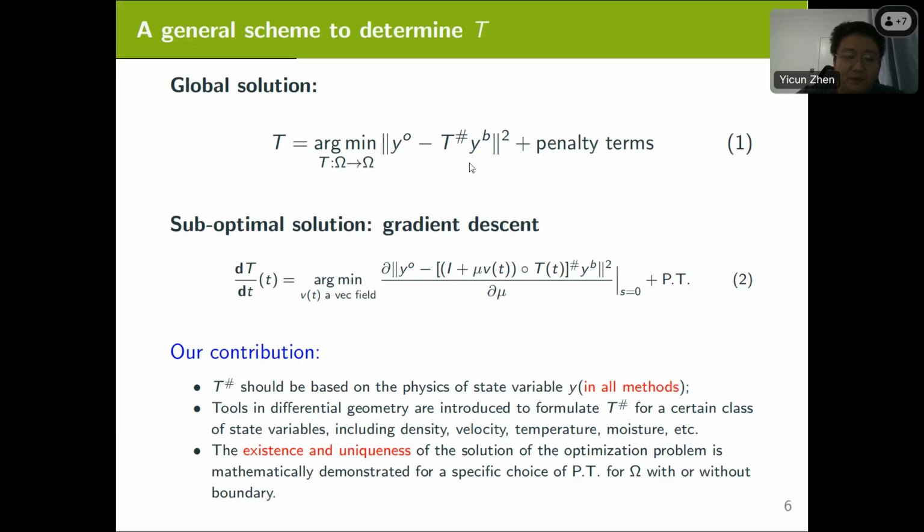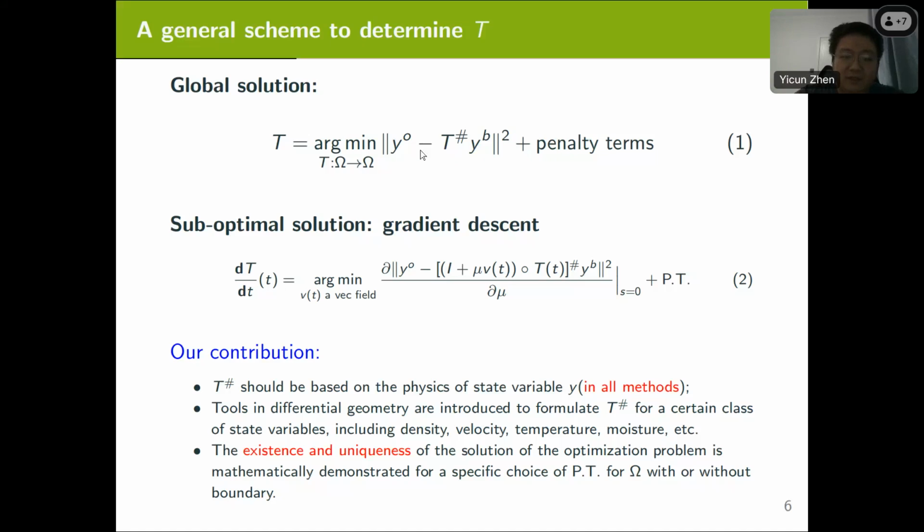Basically, this represents the difference between the observed state, or basically the true state, and the adjusted background estimate. We want this to be as small as possible, or ideally, we want this to be exactly equal. But we also need a penalty term. Why do we need a penalty term? This is like in a regression method, where you want to prevent yourself from overfitting. So basically this penalty term describes the complexity of T. You do not want T to be very complicated.